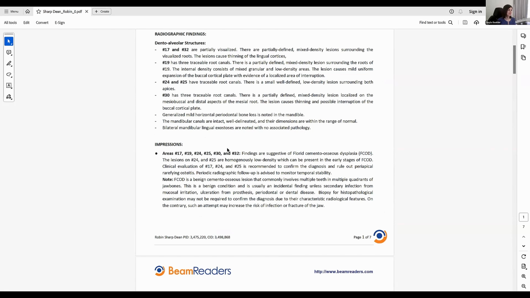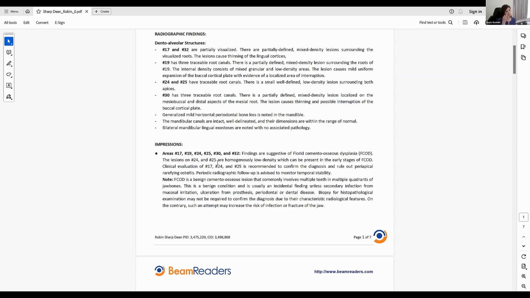So I combined 17, 19, 24, 25, 30, and 32 as suggestive of having florid cemento-osseous dysplasia. I am sure that it's cemento-osseous dysplasia, but number 24 and 25, since they have low density areas which are homogeneous, we need to rule out the possibility of a periapical lesion of endodontic or inflammatory origin. So this is why I use the word suggestive, because sometimes we do see cases where they try to do endodontic treatment on these teeth, which are really vital and do not need any intervention, just some follow-up.